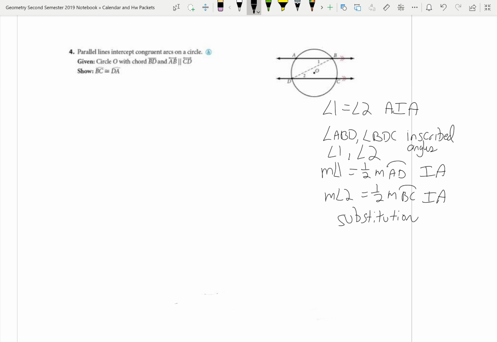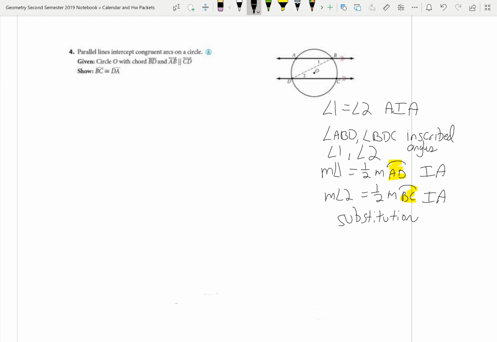All right, looks like we're about ready to do our proof. Let's again look at what we are trying to show. We're trying to show that arc BC is congruent to arc DA. And look at that, I already have arc AD and arc BC in my observations, so I think I am good to go.